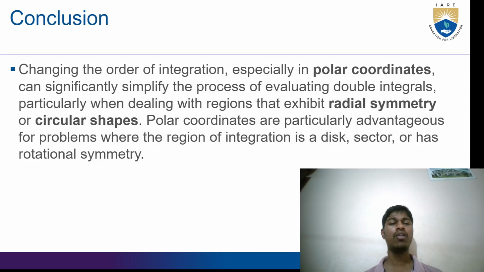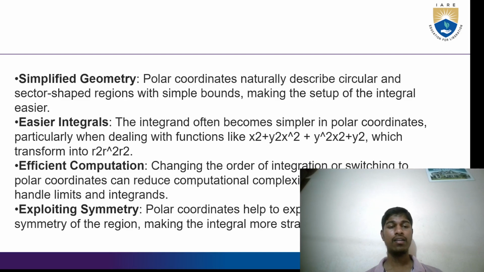Conclusion: changing the order of integration, especially in polar coordinates, can significantly simplify the process of evaluating double integrals, particularly when dealing with regions that exhibit radial symmetry or circular shapes. Polar coordinates are particularly advantageous for problems where the region of integration is a disk, sector, or has rotational symmetry. Simplified geometry: polar coordinates naturally describe circular and sector-shaped regions with simpler bounds, making the setup of the integral easier.